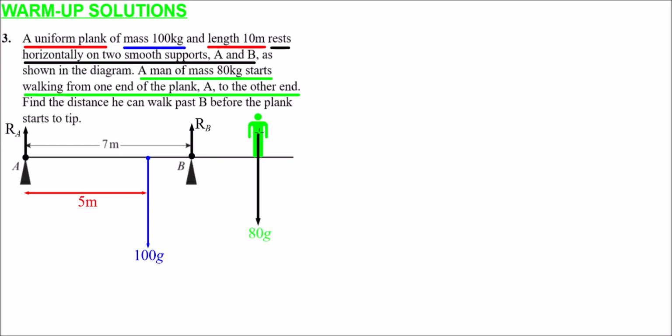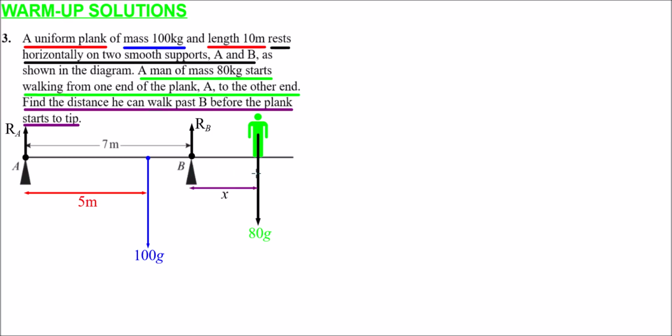And finally, to complete our diagram, we need to find the distance he can walk past B before the plank starts to tip. So we need to find this distance from B to the line of action of his weight, from there to there. We don't know what this is. We're trying to find that. Let's call this distance X.